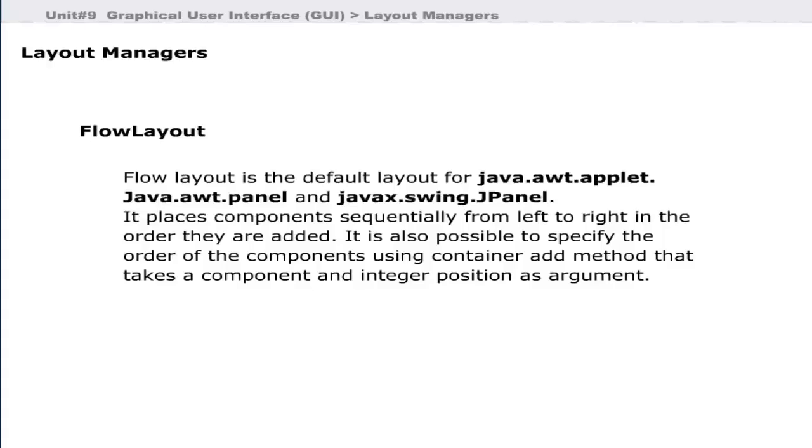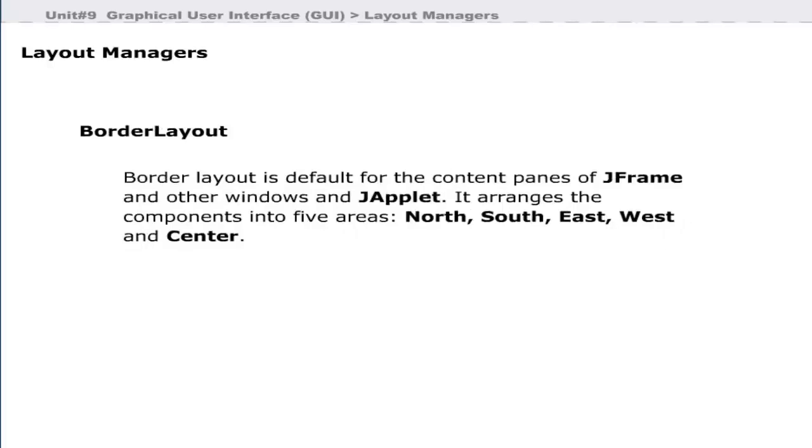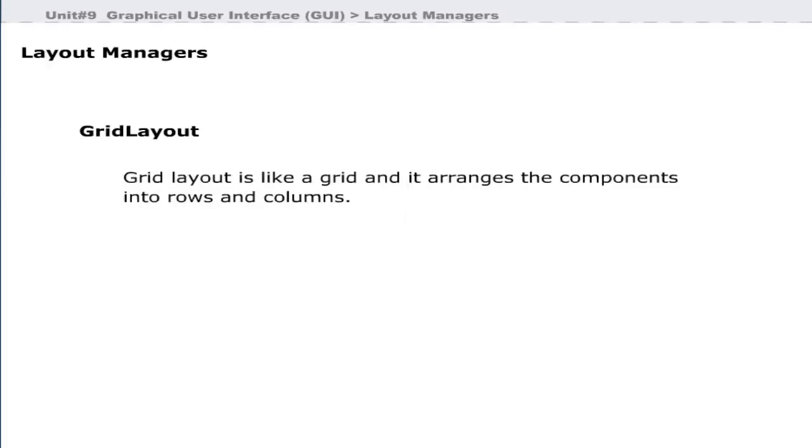It is also possible to specify the order of the components using the container add method that takes a component and integer position as argument. BorderLayout is the default for the content panes of JFrame and other windows and JApplet. It arranges the components into 5 areas: north, south, east, west, and center. GridLayout is like a grid, and it arranges the components into rows and columns.